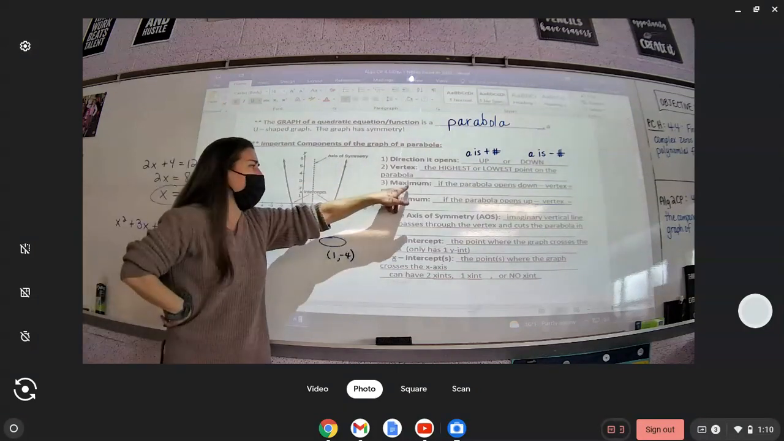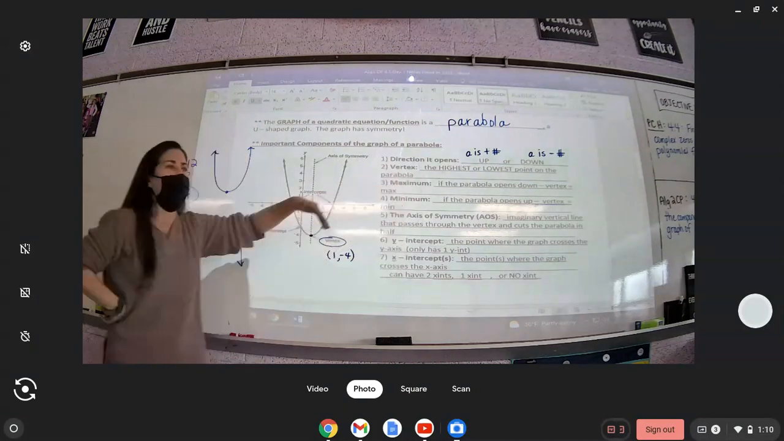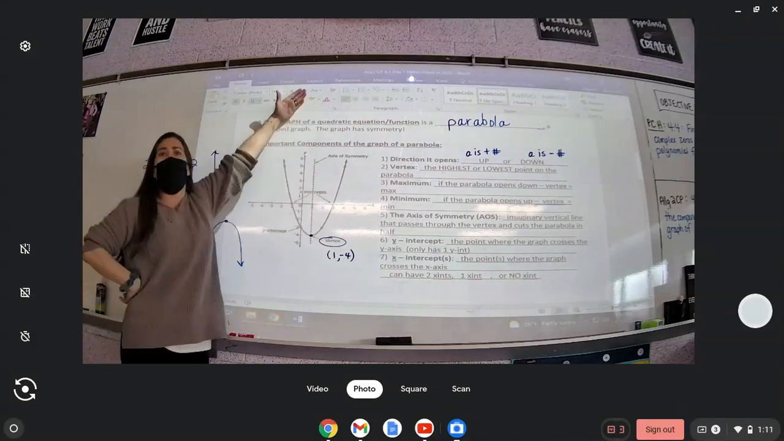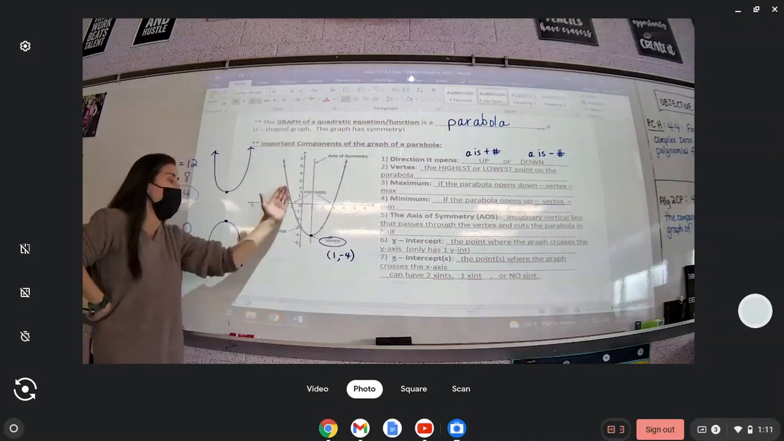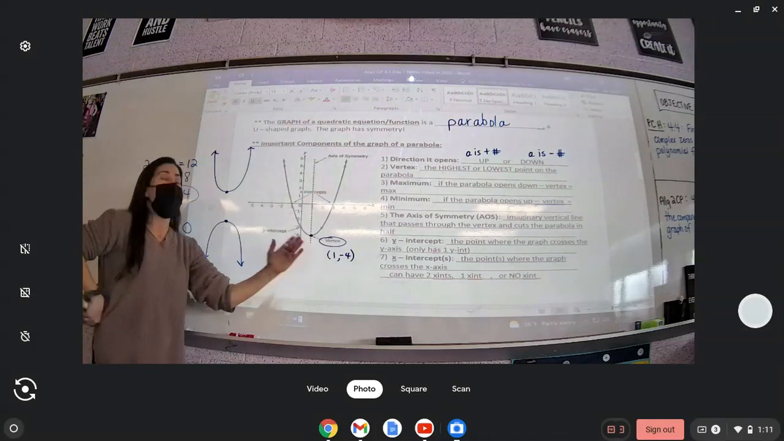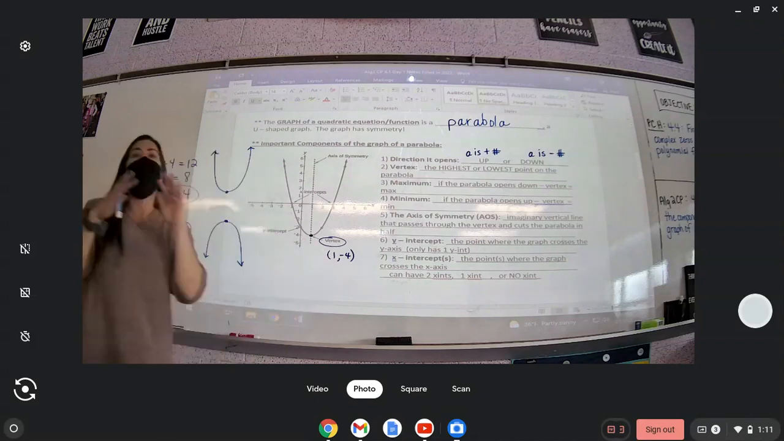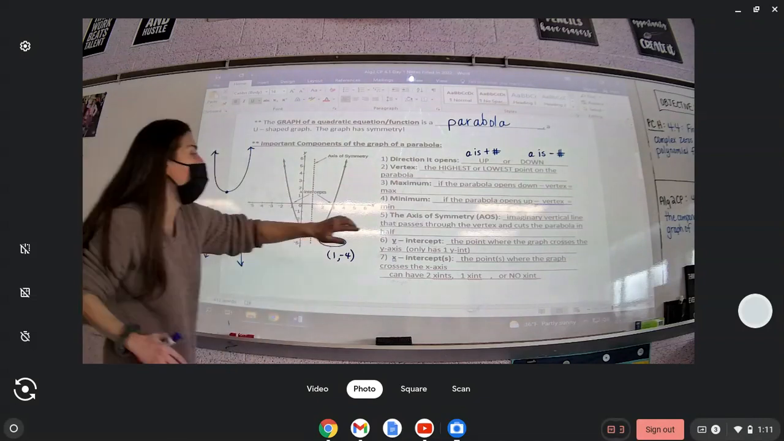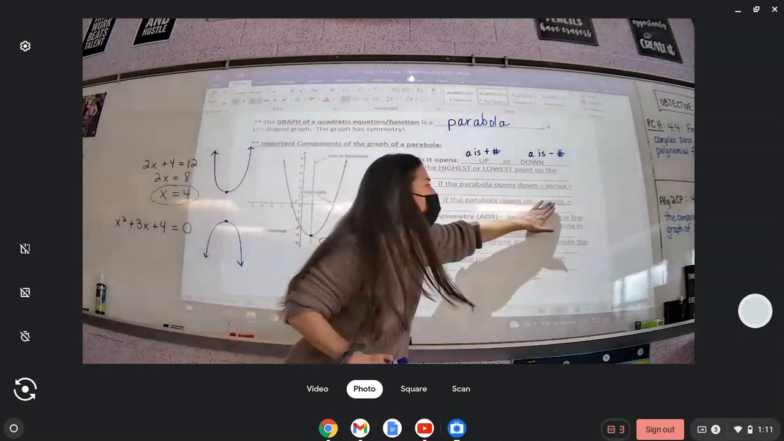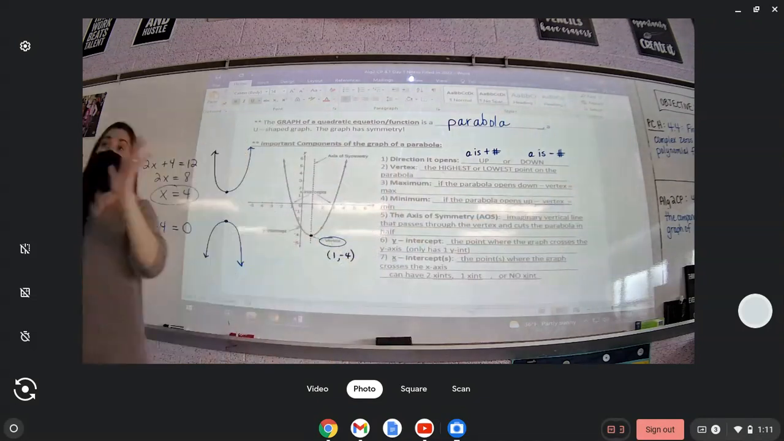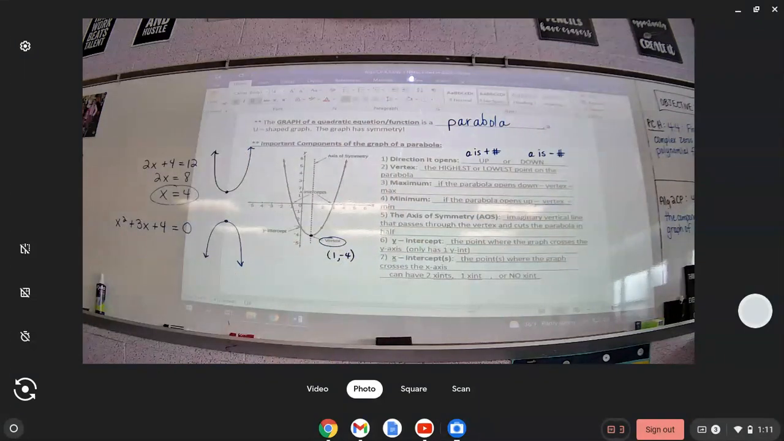So if they asked you, does this parabola have a maximum or a minimum value? Do you know the maximum point on its graph? No, but do you know its minimum? Yeah, so this one has a minimum. If the parabola opens up, then the vertex is your minimum value. It is your minimum point. So really, it just depends on whether it opens up or down.